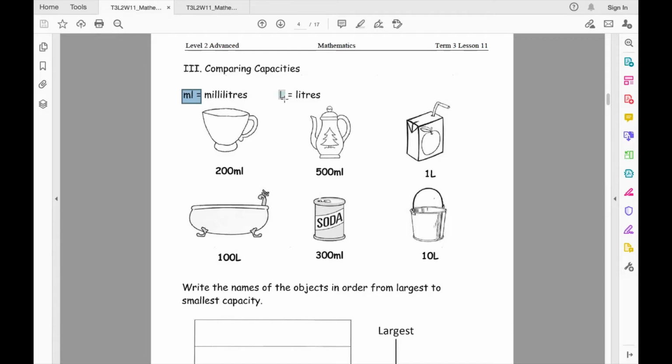And what does this big L mean? Well, this big L is for big bottles. So a big bottle of milk could stand for 2L. That means 2 liters, okay? Now, don't forget, very important, that there are 1,000 milliliters in 1 liter.